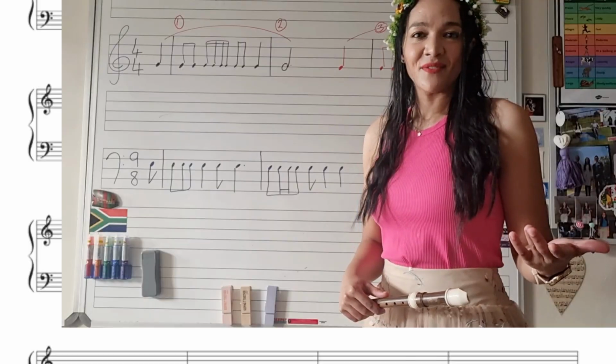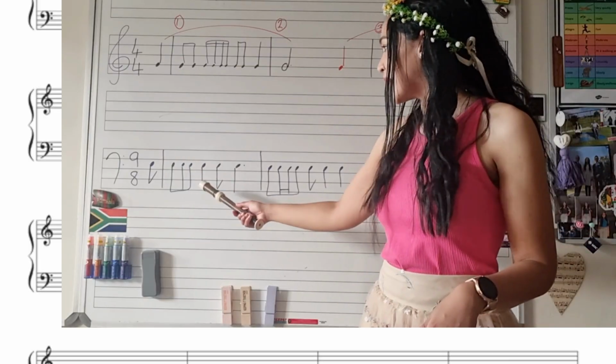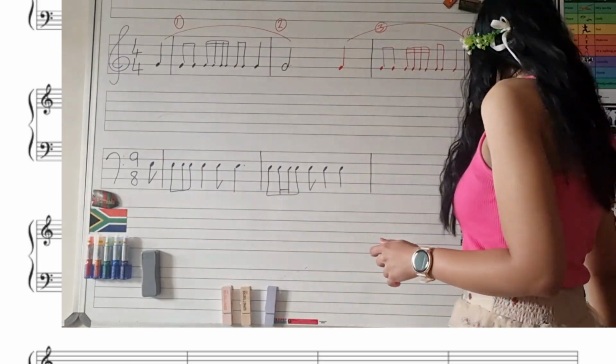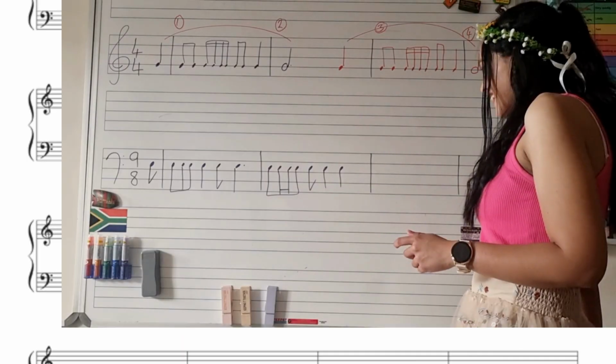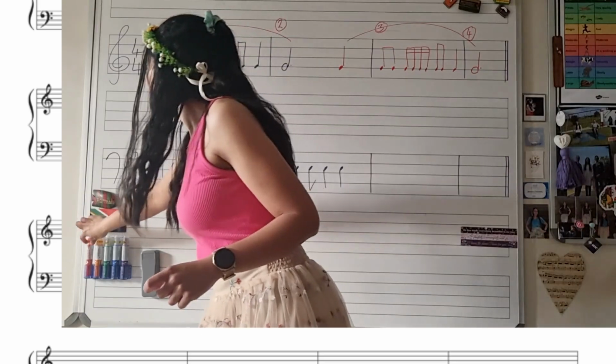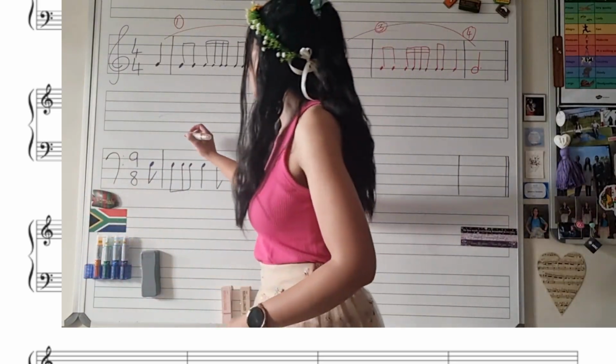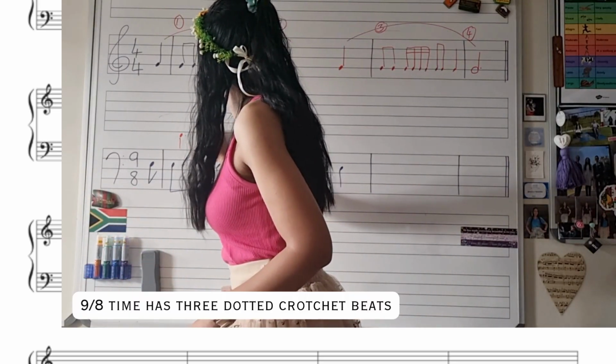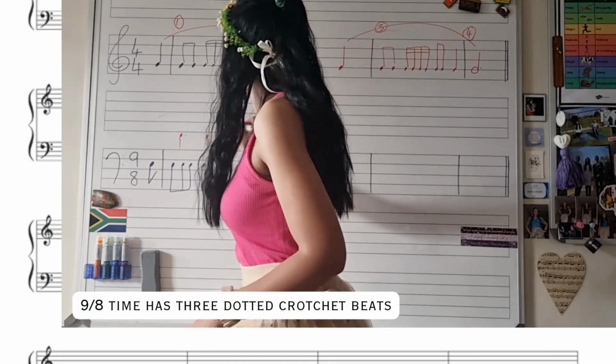Great. And that does sound very nice and concise. So let us move to our 9/8 example. I'm going to put this little block flake down. So we of course know that we have 3 dotted crotchet beats in a bar. So that is basically what we know.